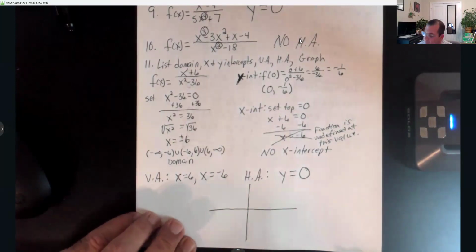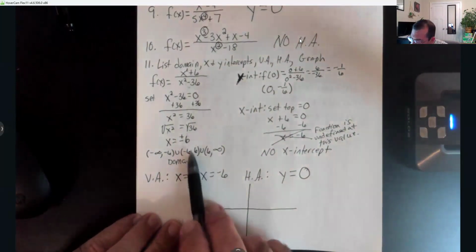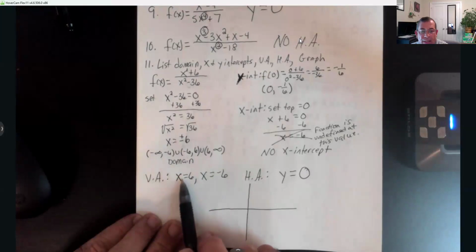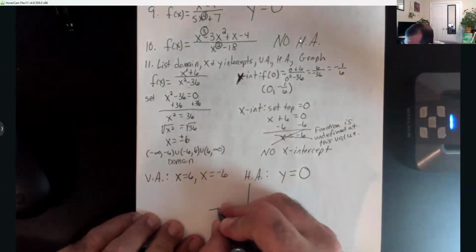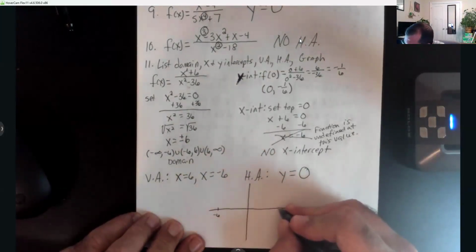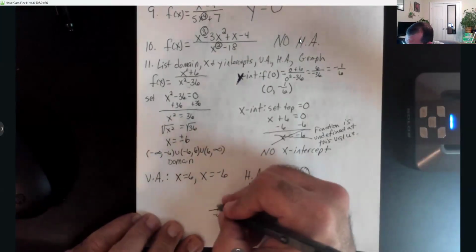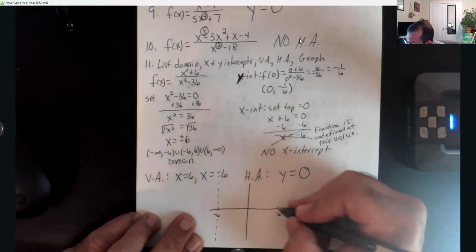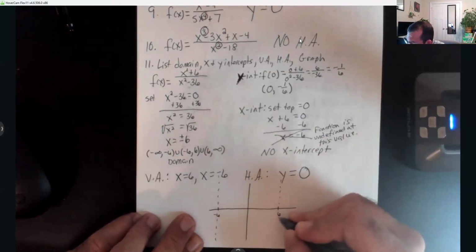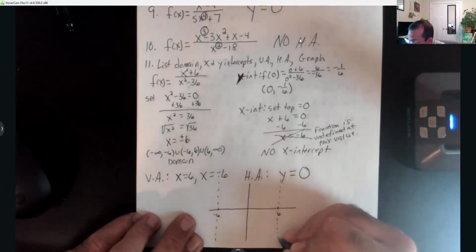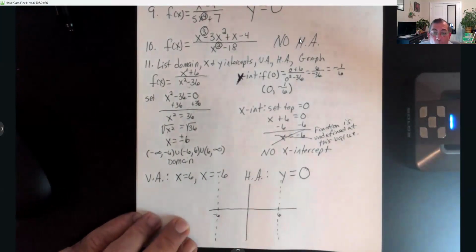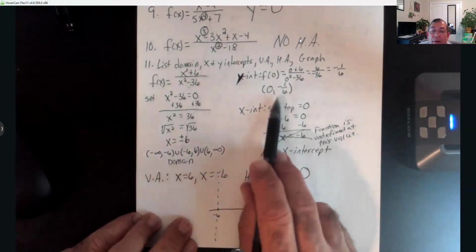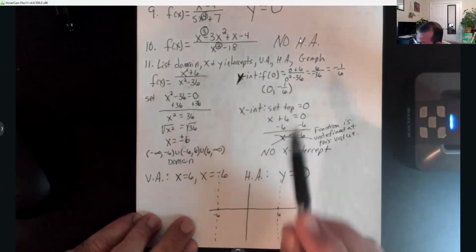Well, we know we got two vertical asymptotes. We got one at 6 and one at -6, we said. So over here at -6, and over here is a +6. We got vertical asymptotes. Our y-intercept up here is 0, -1/6.